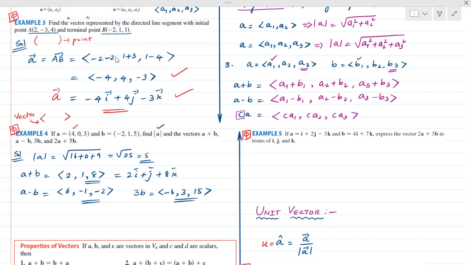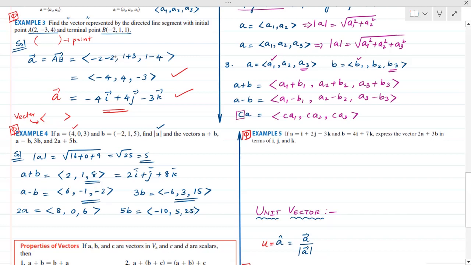Now I have to calculate 2A plus 5B. In order to calculate this one, I have to calculate first 2A, then 5B. After that, we will add them. So what is the multiplication of 2 with the vector A? 8, comma 0, comma 6. Multiply 5 with B: minus 10, comma 5, comma 25.